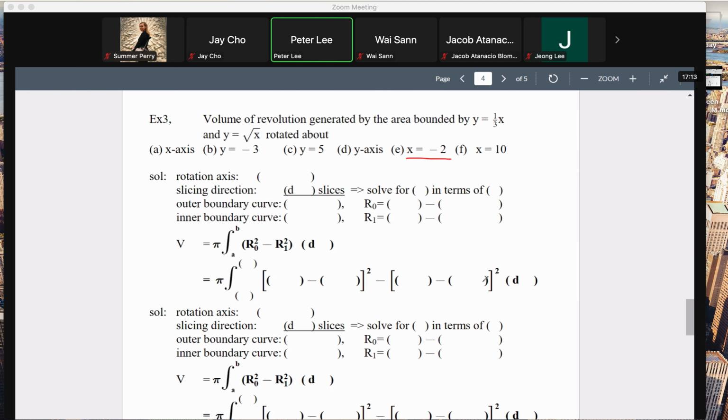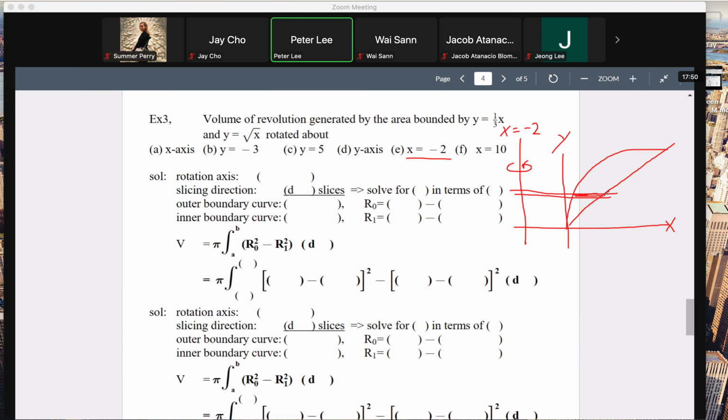This time, let me do x equals -2. This is how it's going to look. We have this curve here, and the rotation axis over here. This is the y-axis, that's the x-axis, and the rotation axis is x equals -2. We are going to rotate this about this line, x equals -2, a vertical line. So we know that if that's the vertical line, the rotation axis, our slice is going to look like this.